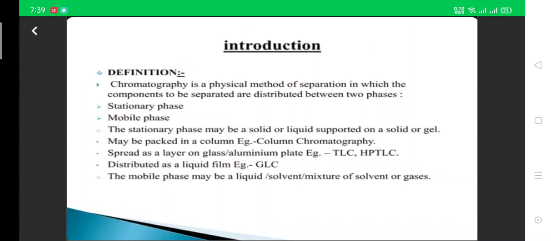Chromatography is a physical method of separation in which the components to be separated are distributed between two phases: stationary phase and mobile phase. The stationary phase may be a solid or liquid supported on a solid or gel, may be packed in a column such as column chromatography, separated as a layer on glass or aluminum plates such as TLC and HPTLC, or distributed as a liquid film such as GLC. The mobile phase may be a liquid, solvent, mixture of solvents, or gases.